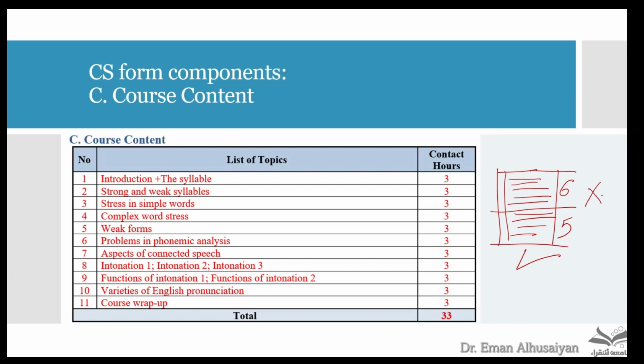When you mention the topics to be discussed in the course content, it should be detailed, okay? If you are going to discuss one topic in 2 weeks, you should mention both of them. For example, if I'm going to discuss the syllable in 2 weeks, I will mention it in topic number 1, week number 1, okay? Then again, I will mention it again, the syllable, part 2, week number 3.